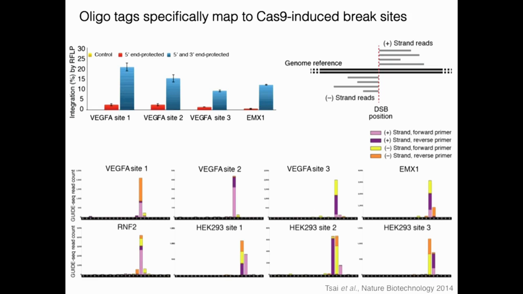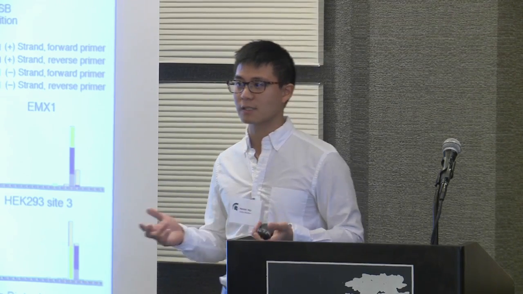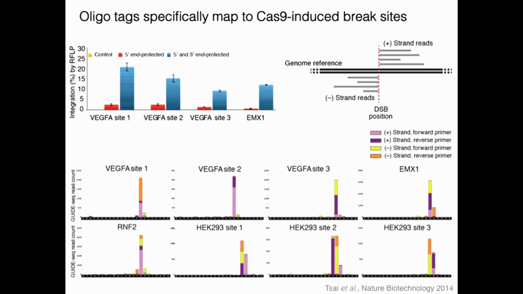So the slide header here is oligo tags specifically mapped to the Cas9-induced break sites. And what you see here is at 4 different sites in the VEGF-A and EMX1 loci, you can either protect 5' or 5' and 3' ends of these double-stranded oligos with phosphorothioate modifications. And the idea here is by adding in these base modifications, you can greatly increase the half-life of a linear double-stranded DNA oligo tag inside the cell. Otherwise, it'll get quickly degraded by endogenous exonucleases and so forth. But what you find here is that if you end protect your DNA oligo tag, you get very specific and also high levels of integration.